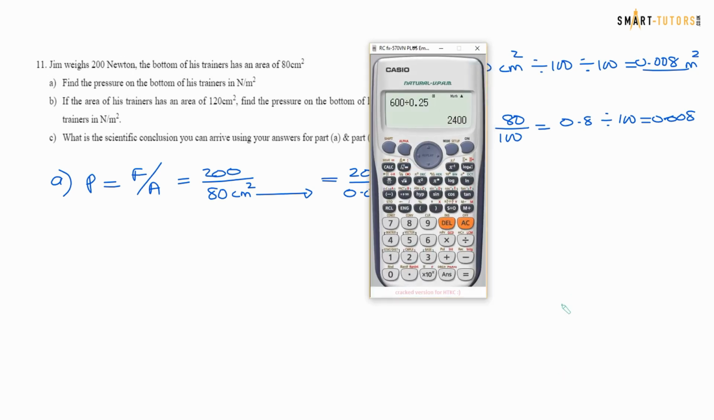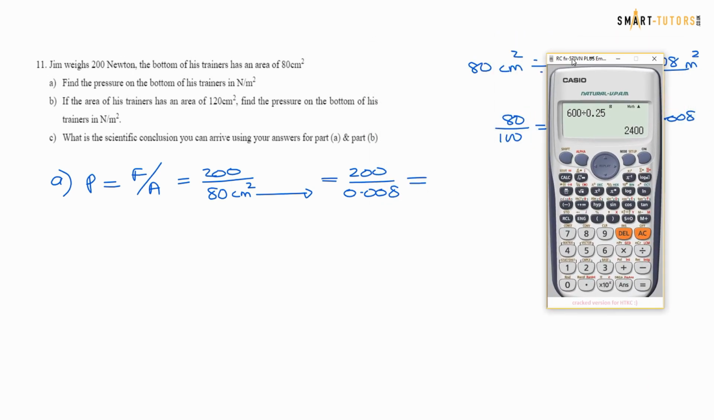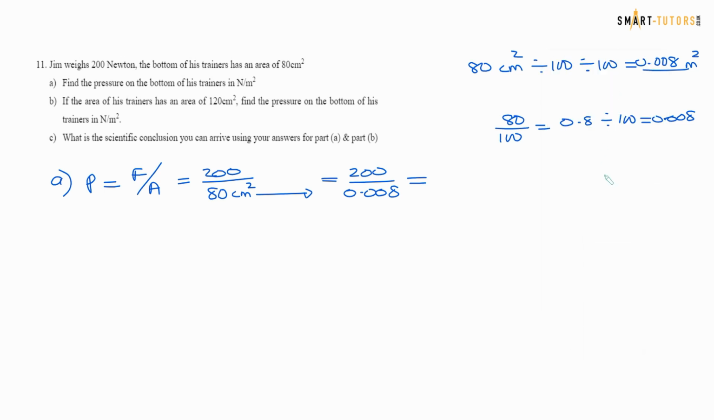So let's use the calculator. 200 divided by 0.008, that is going to be 25,000 Newton per meter squared.